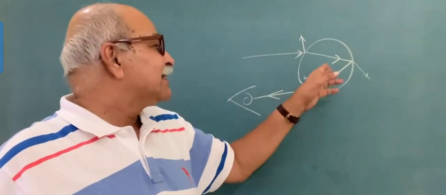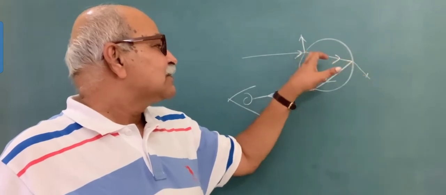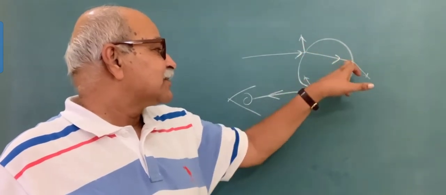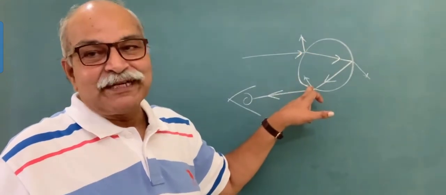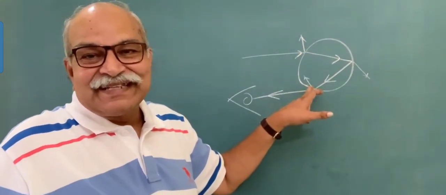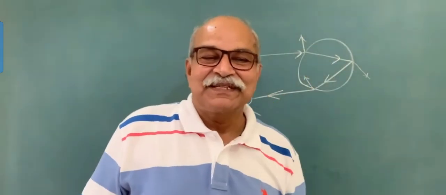The colors separate because at this refraction, this refraction, here is reflection. So at this refraction and at this refraction, colors separate because the refractive indices are different for different colors. So all those textbook stuff is there.